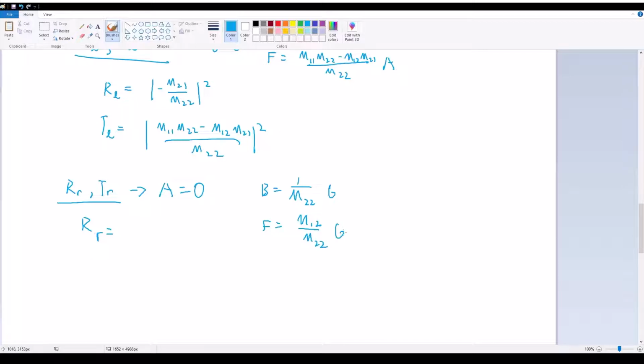Remember, our particle comes in from G, so F is going to describe the reflection. So reflection is going to be equal to the magnitude squared of M12 over M22, because since the particle is coming in from the right now, the F term determines the relative amplitude of the reflected wave, and in contrast, the B term determines the transmitted amplitude. So transmission from the right is going to be equal to the magnitude squared of 1 over M22. And with that, we are done with part A.